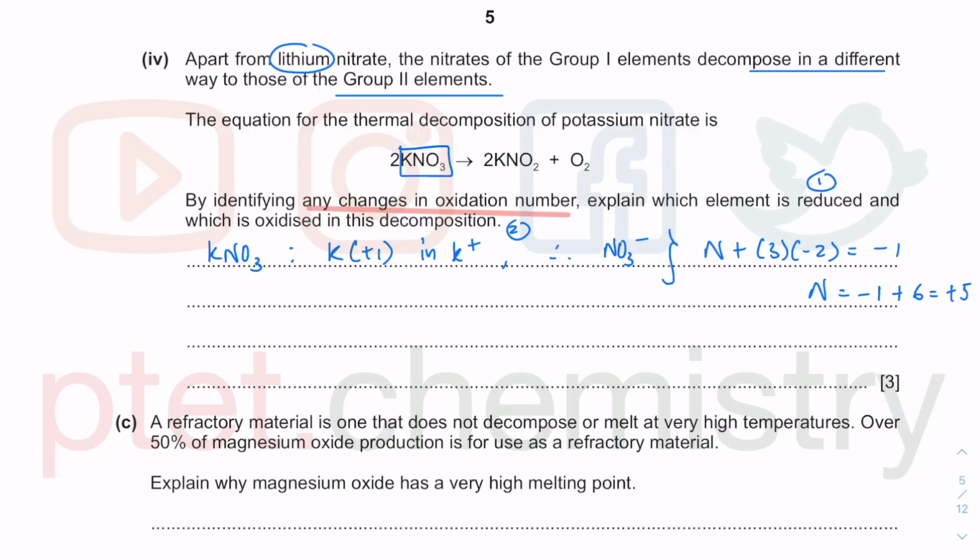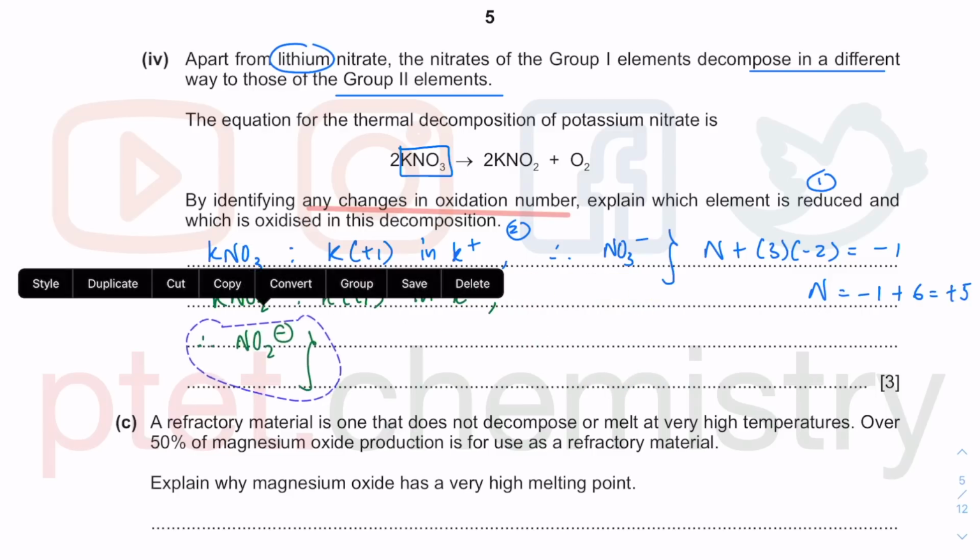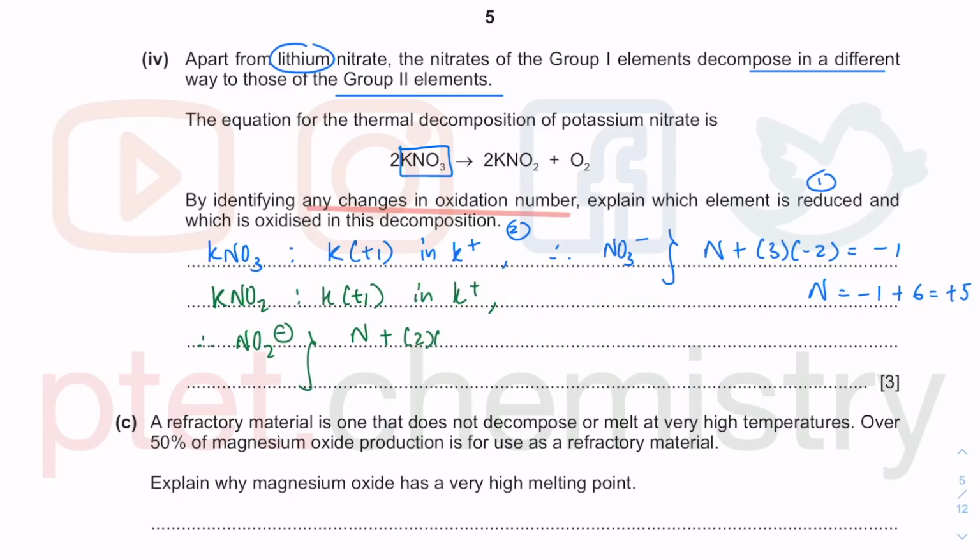Very, very straightforward there. And the next bit is on KNO2. So KNO2, again, K+ in K plus. So what we have is NO2-. In NO2-, what do we have? We have N and then 2 oxygen. 2 times minus 2 is minus 4. Nitrogen is minus 1 plus 4. Nitrogen is plus 3 there. And last but not least, we have oxygen O2. This is just oxygen 0 in O2.